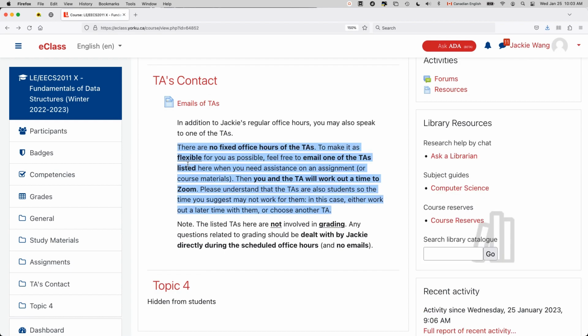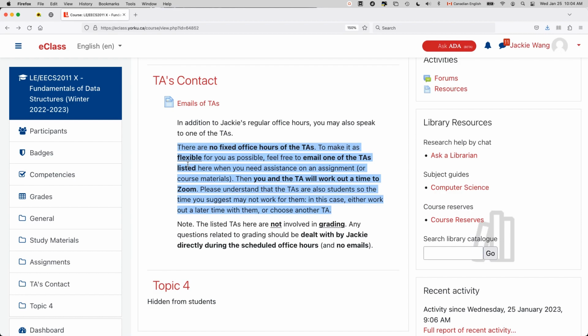Briefly, you can email the TA anytime you like, whenever you need help. There's no fixed tutorial hour by the TA, just to save time. So whenever you have a problem, you can send an email to the TA. The TA will try to respond at their earliest convenience, and then you can set up a time to go over your problem on Zoom. Of course, if a problem cannot be solved, it will be directed to me again.